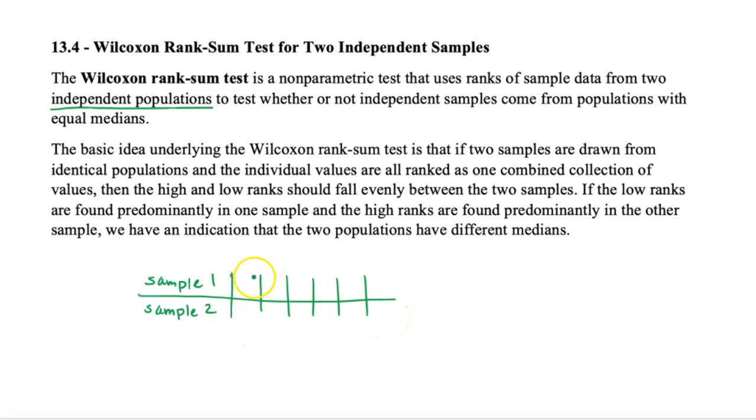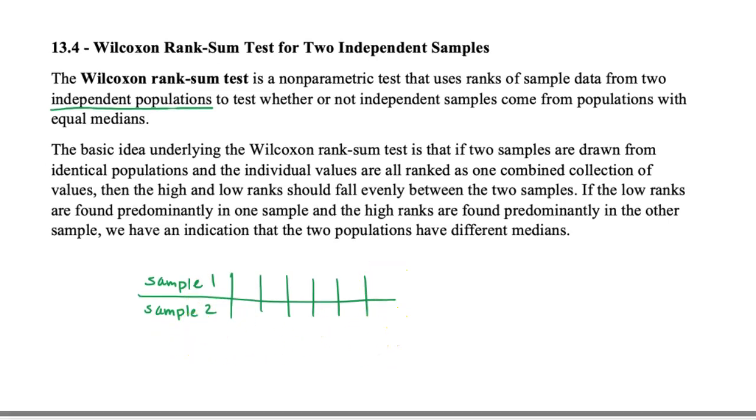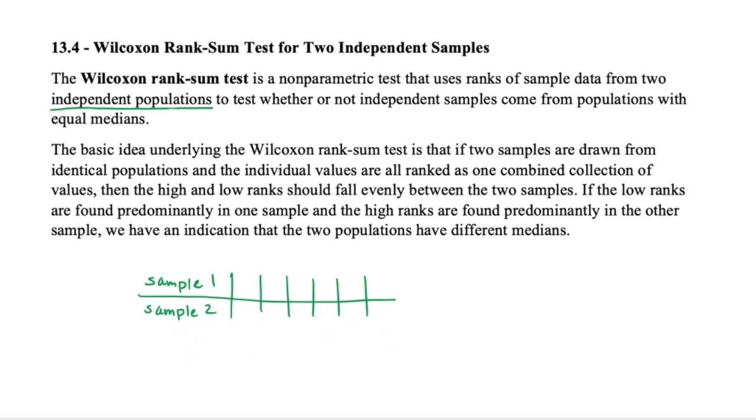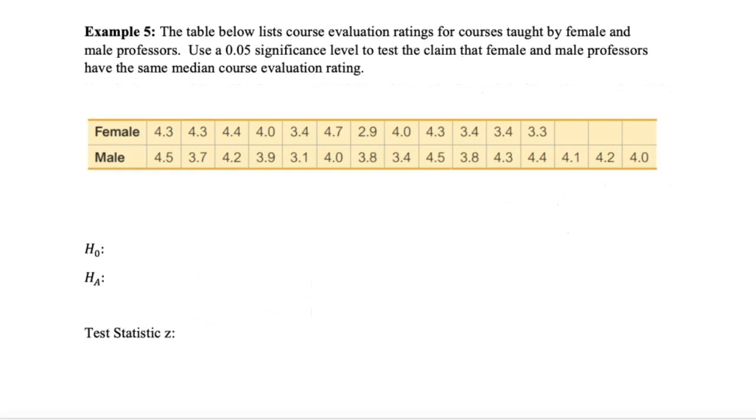And if all of the high and the low ranks are pretty evenly dispersed throughout the two samples, then I can say that both of these samples have the same median. Let's say all of the high rankings are coming from sample 1 and all of the low rankings are coming from sample 2. Well, this is going to tell me that I probably have different medians in each of these samples. And so that's our basis here. Let's go ahead and do an example, and as we go through it, let's refer to our flowchart.